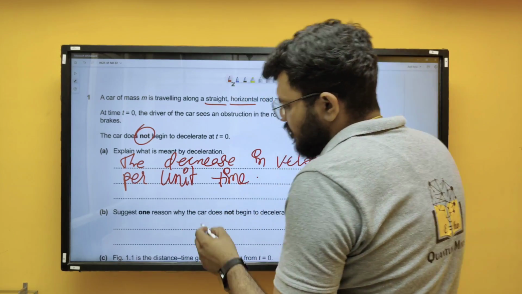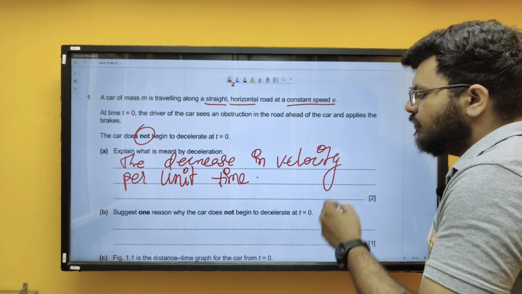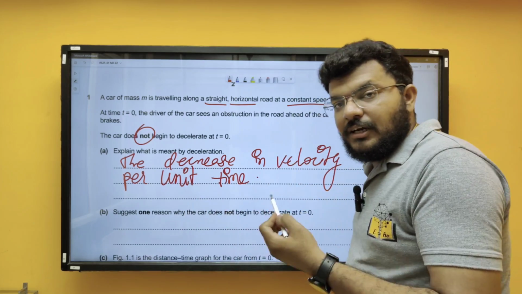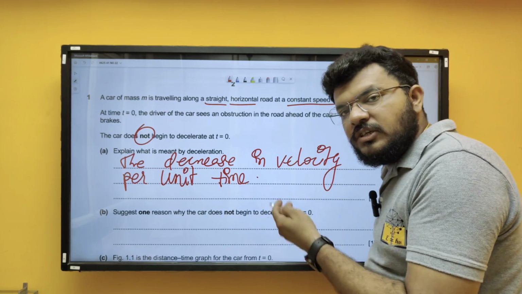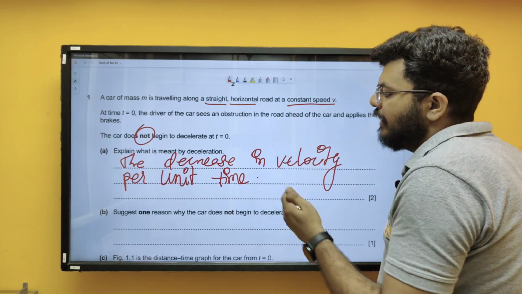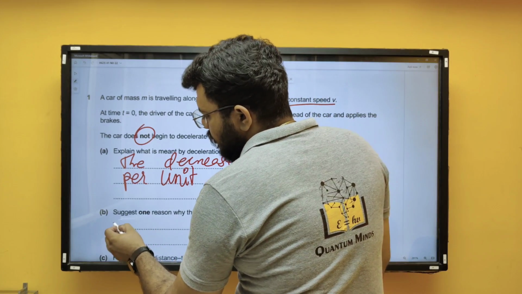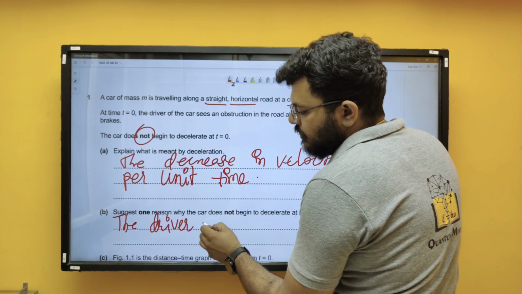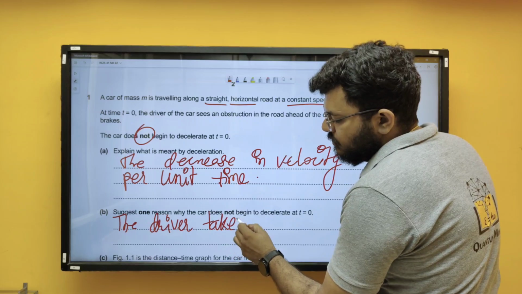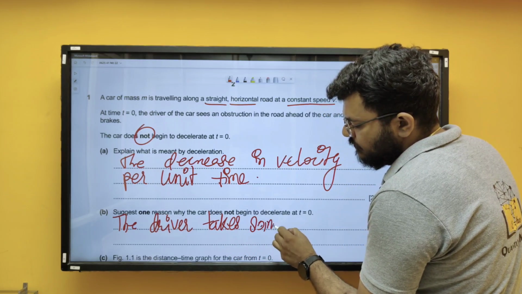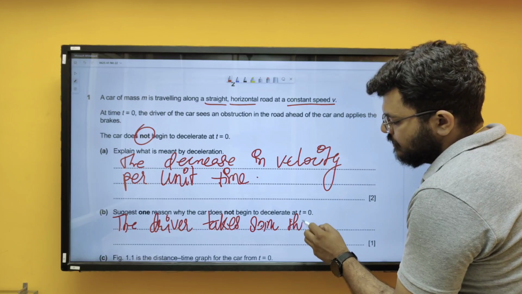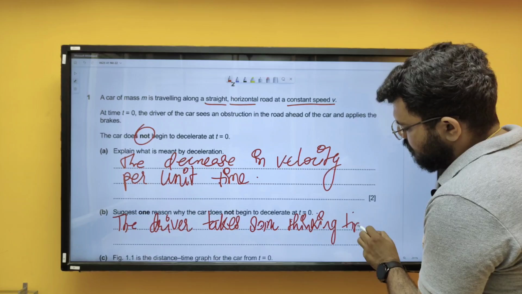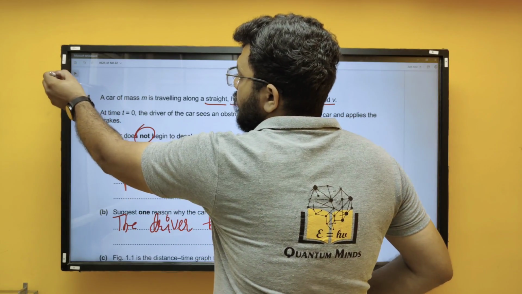So next we have: state one reason why the car does not begin to decelerate at t equal to 0. Because the driver needs some thinking time, right? He will move his leg away from the accelerator and apply the brake. So the driver takes some thinking time.